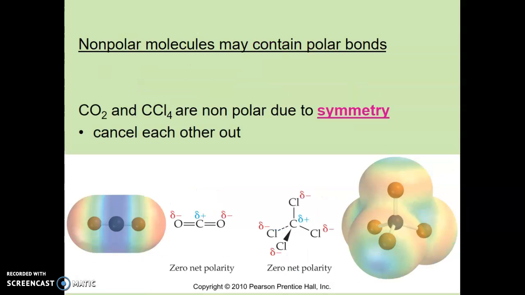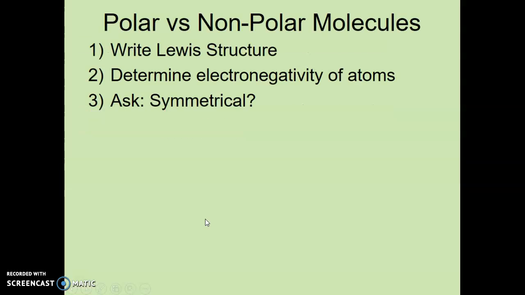Okay, nonpolar molecules can contain polar bonds. However, their symmetry will cancel it out. So in carbon dioxide, this bond between carbon and oxygen is very polar. Same here. But because you have the same thing on either side, the symmetry cancels it out. Same thing here. Everything is the same on the outside, unlike previously where there was hydrogen, hydrogen, hydrogen, and a chlorine. Now everything is going to cancel each other out. You have zero dipoles, so do not draw dipoles for either of those things.